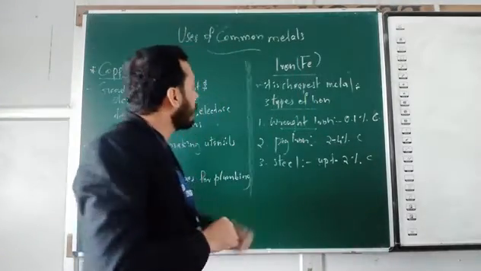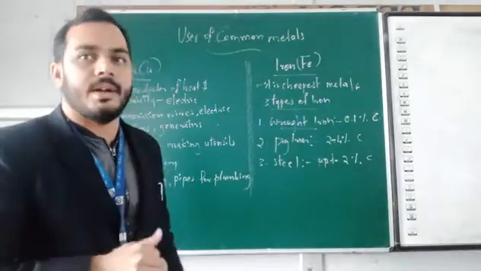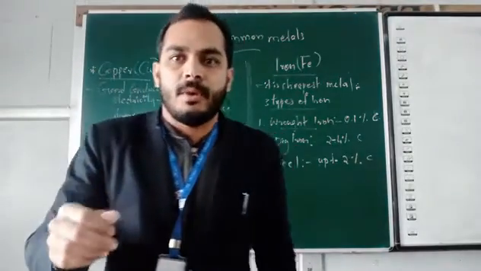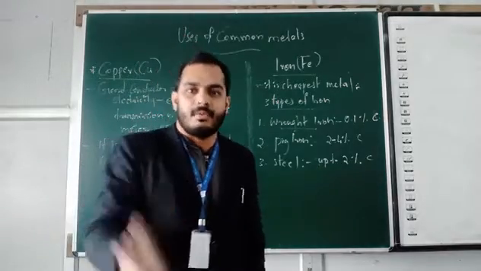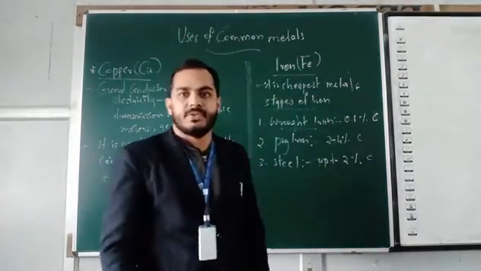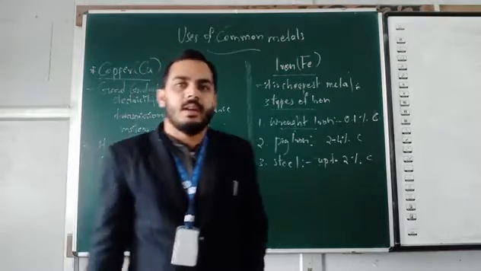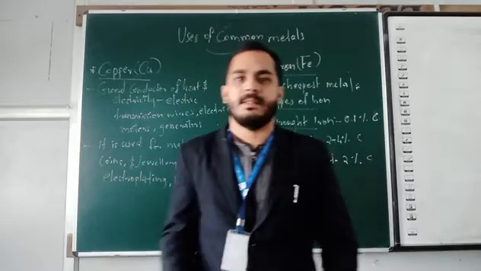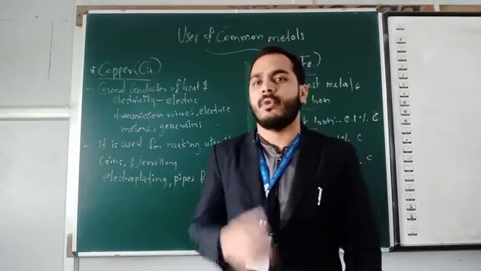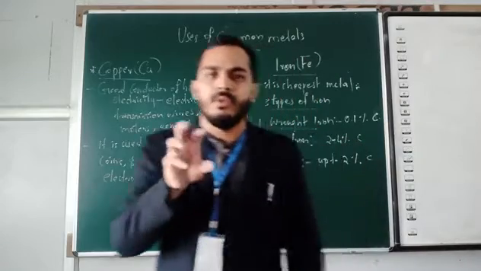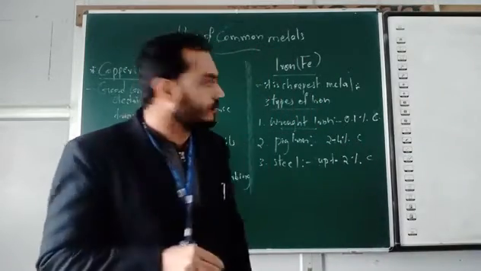And the second one, iron. What is the chemical formula of iron? Fe. This metal is the cheapest metal, very available, and it is used in different fields and places. It is very useful for human beings. I will explain the main uses of iron.